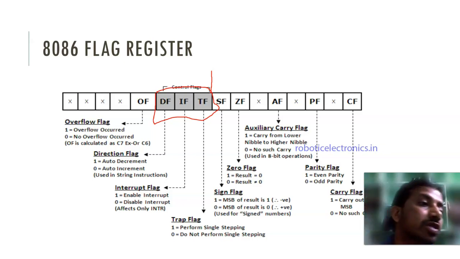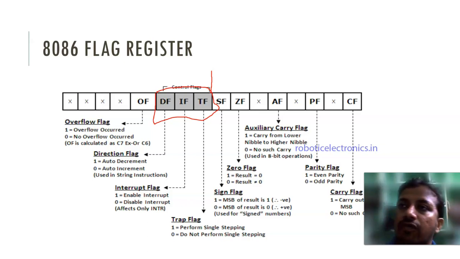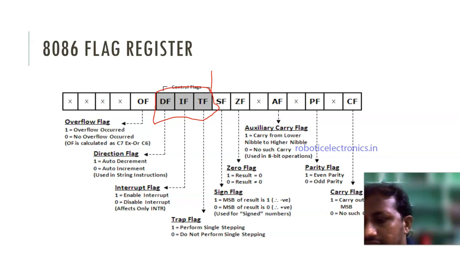Direction flag is used in strings. If you want auto incrementing mode, the direction flag would be 0. If you want auto decrement mode, the direction flag would be 1. This is used purely in strings where we won't specify the next memory location. Automatically, the next memory location would be updated according to the direction flag. If your direction flag is 0, it is auto incrementing mode, and if your direction flag is 1, it is auto decrement mode. So this is about the total 9 flags of your 8086 flag register.